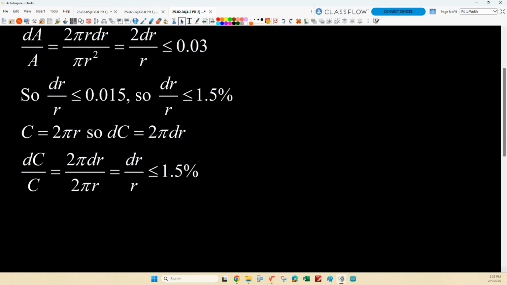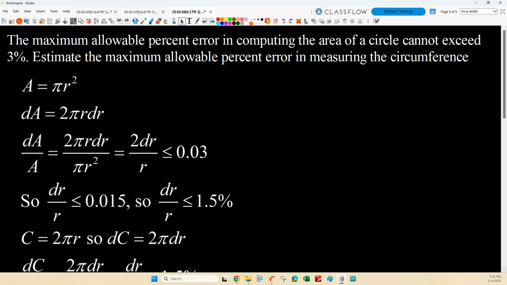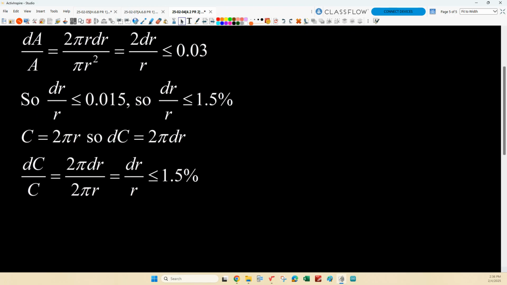So C equals 2 pi r. What's dC? 2 pi dr, right? So dC over C is 2 pi dr over 2 pi r. What do you know? It equals dr over r. Has to, right? Because they're both linear, so they have to have the same relative error because they're both linear measurements. Make sense? Okay. So, I mean, this is something, here I'll stop.